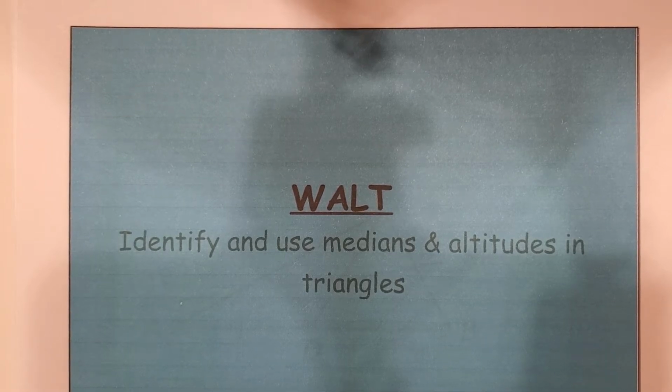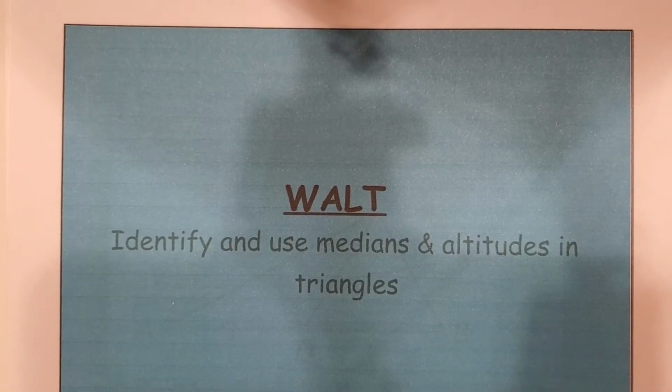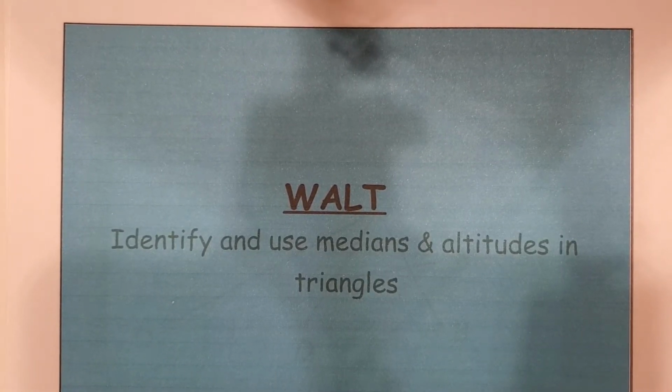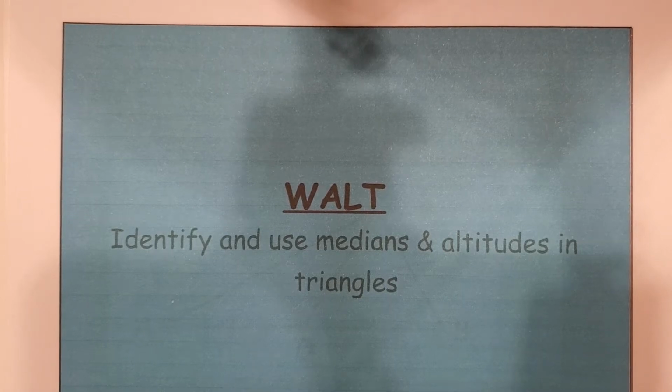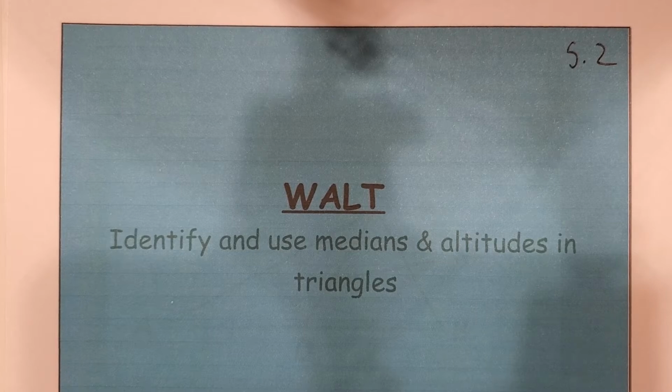We are talking about two more different kinds of segments in triangles. We're talking about medians and altitudes. And again, both of these, kind of like with perpendicular bisectors and angle bisectors last time, they came from the same section. That's section 5.2. Okay?